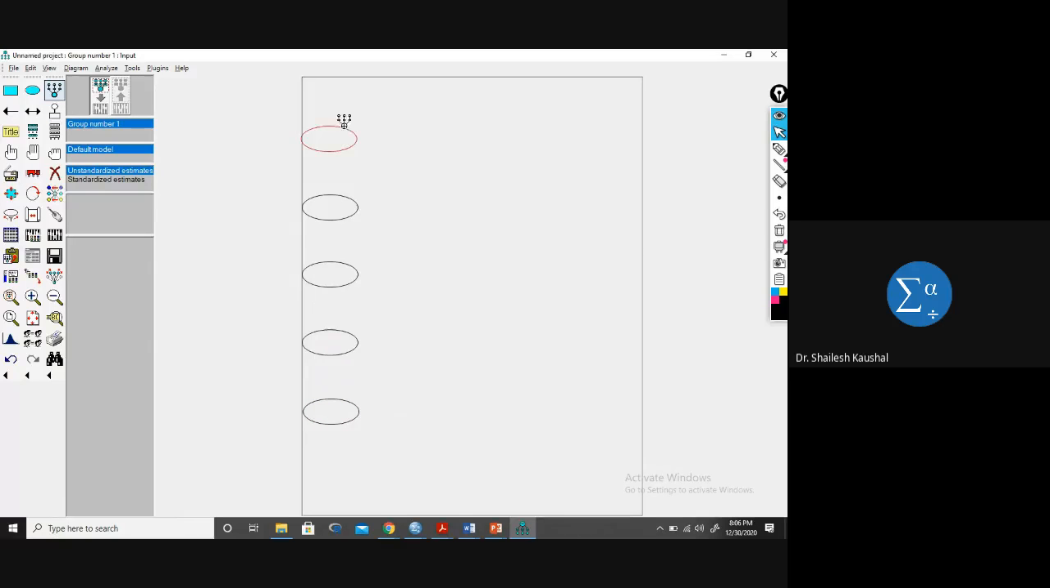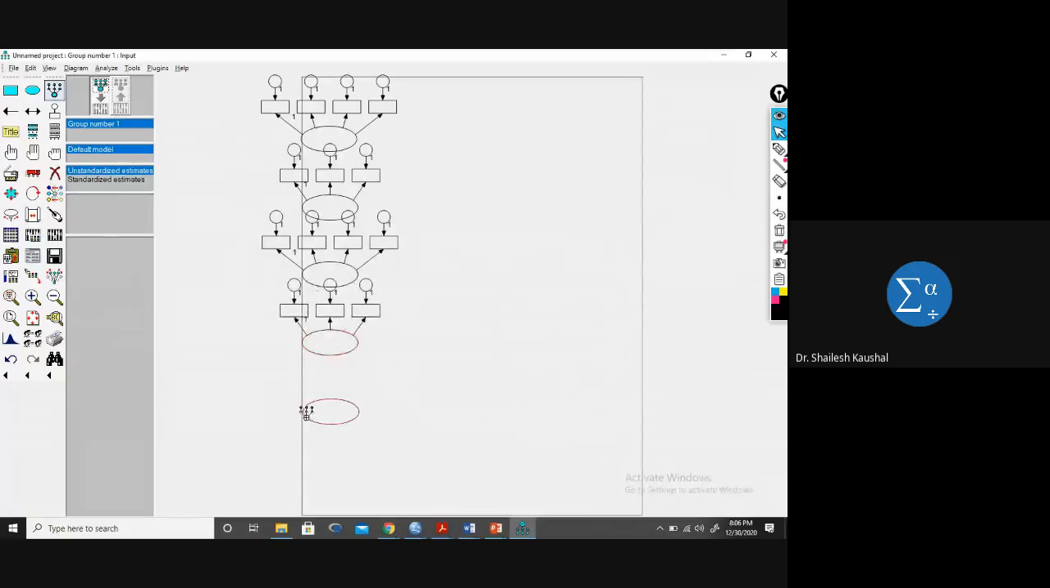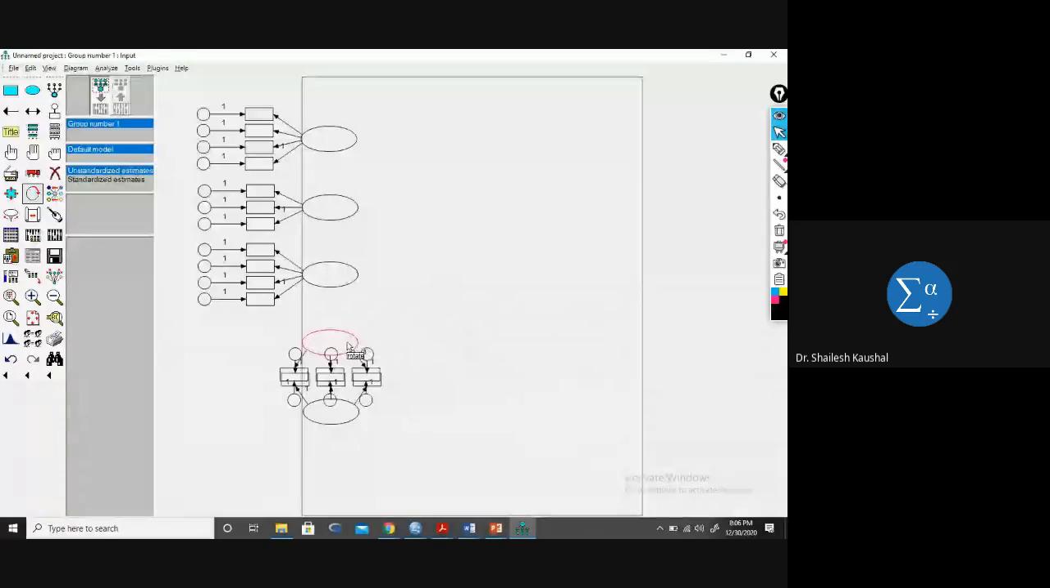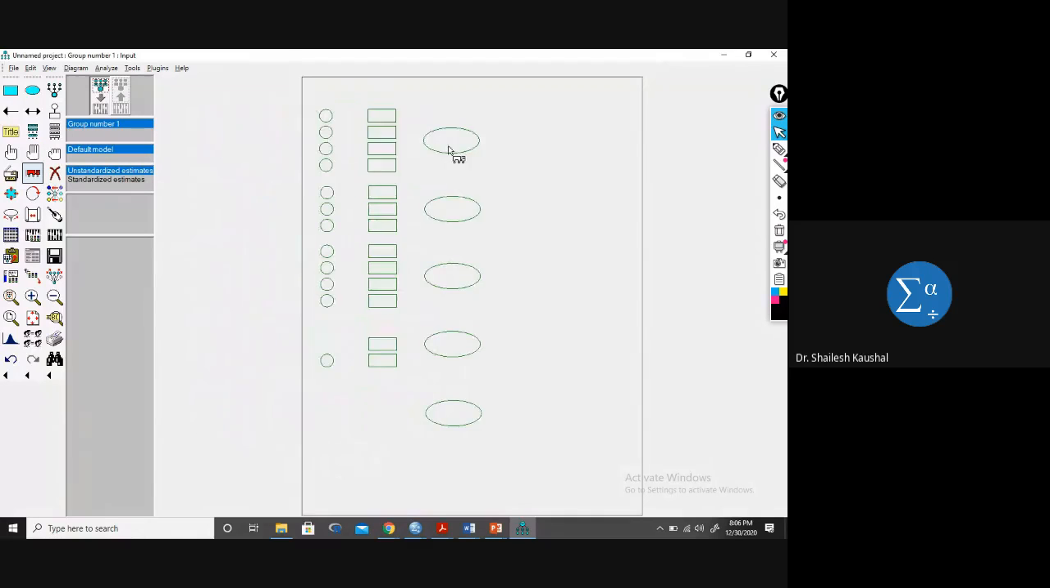Okay. How many indicators? 4: 1, 2, 3, 4. How many indicators? 1, 2, 3. Then 1, 2, 3, 4. Then 1, 2, 3. And 1, 2, 3. Okay. Now I rotate it. Oh, sorry, undo. Rotate here. This is the rotate, like this. Okay, now I am selecting all the questions, all the constructs. So select all and move.